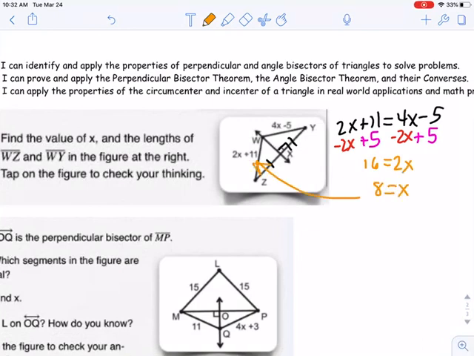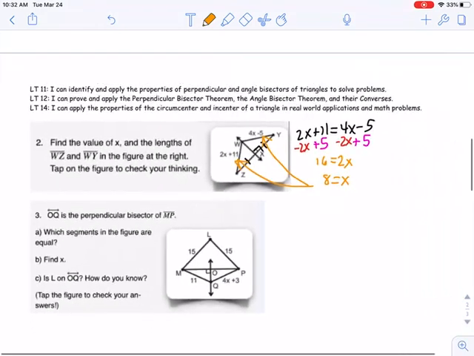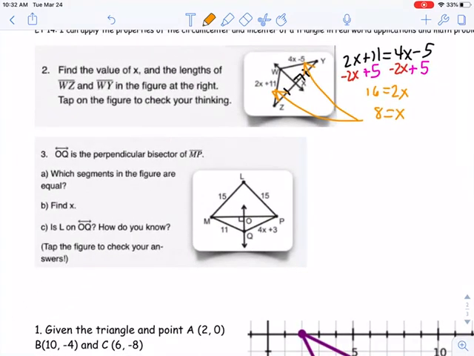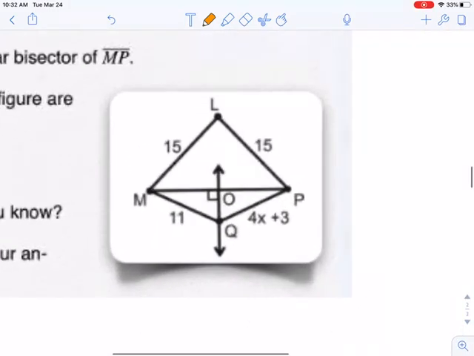So x is going to be 8, and then you plug it back in. You can do that on your own though. That should be the same answer. Just saving some time. So number 3 now. OQ is the perpendicular bisector of MP. So it's saying it's the perpendicular bisector.